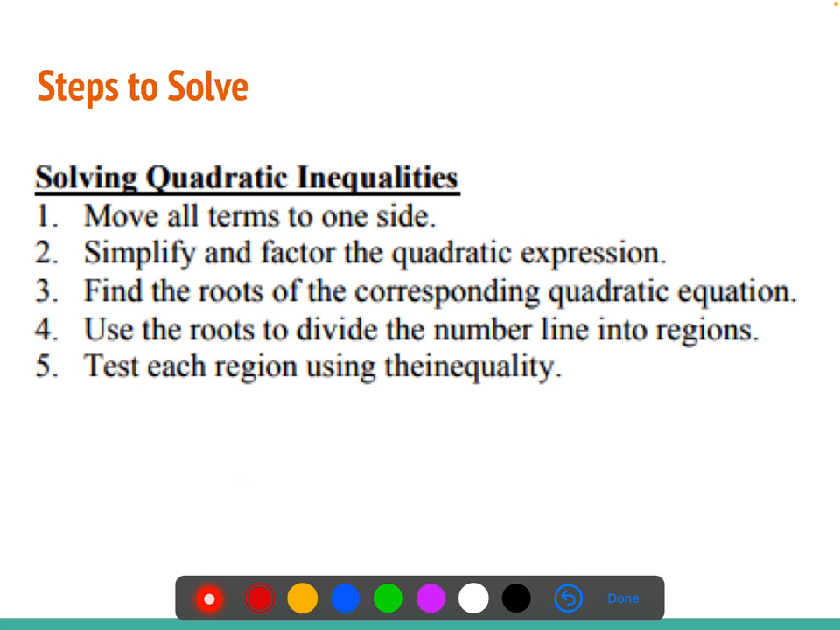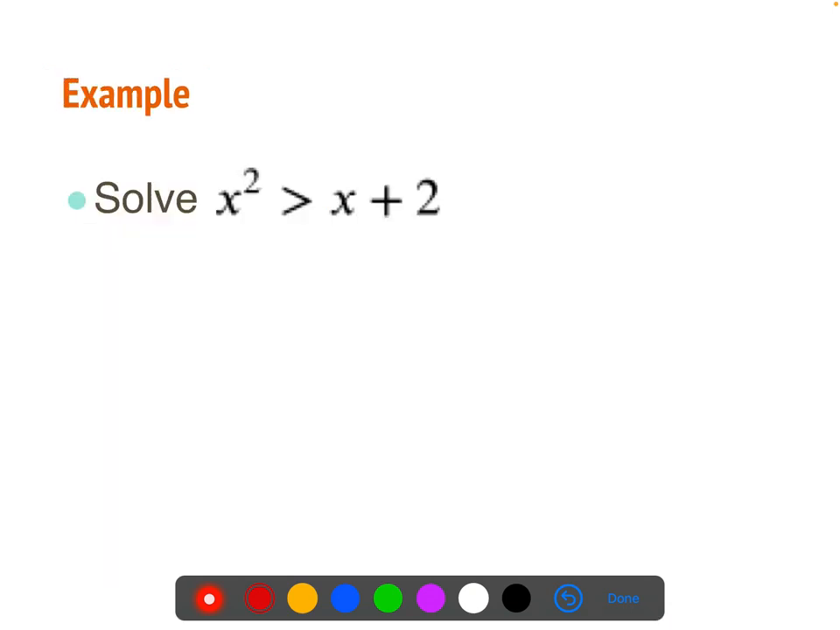Now solving them, you want to get all the terms on one side. You want to simplify by factoring the equation as much as you can. You want to find all the roots, and then you want to use the roots to find the regions on a number line and then test each region on the inequality. So let's see what I mean by that. The first thing that we want to do is make this thing equal to 0.